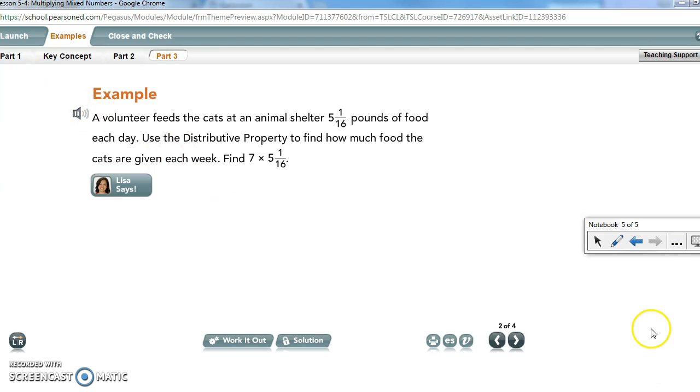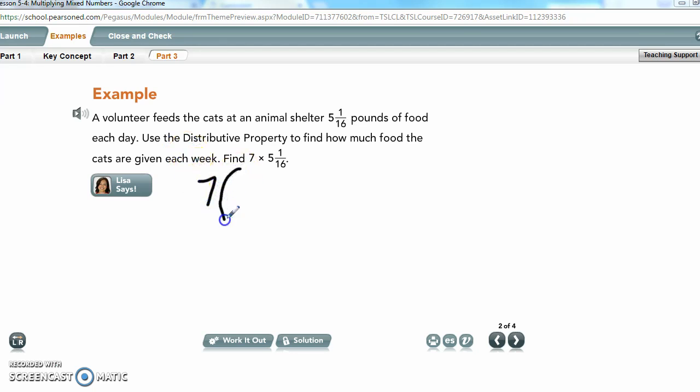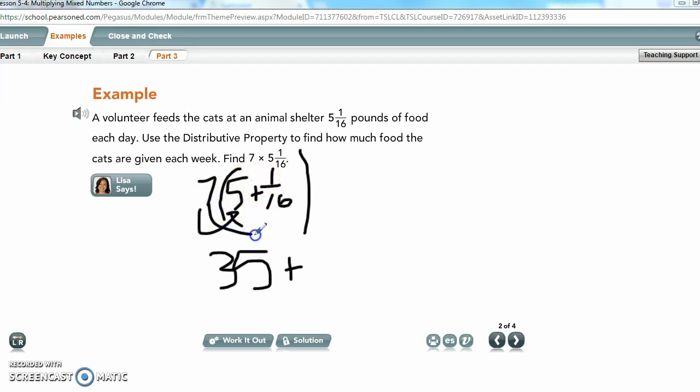A volunteer feeds the cats at an animal shelter 5 1/16 pounds of food each day. Use the distributive property to find how much food the cats are given each week. Find 7 times 5 1/16. So remember, the distributive property allows us to say 7 times 5 plus 1/16. And if we do the handshake method, 7 will shake hands with the 5. So 7 times 5 is 35. Plus, 7 will also shake hands with the 1/16. So we need to figure out what is 7 times 1/16.